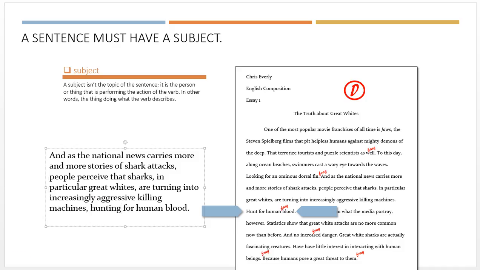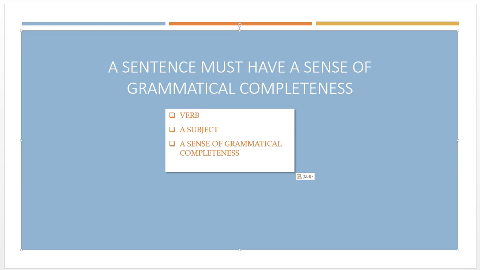So, second criteria for a sentence, it must have a subject. And the final criteria for a complete sentence is a sense of grammatical completeness. Now, what this means isn't that every bit of information that you want to know is within the boundaries of the sentence. It means that the reader isn't left hanging, waiting for more information because of the structure of the sentence. So let's take a look at what I mean by grammatical completeness.